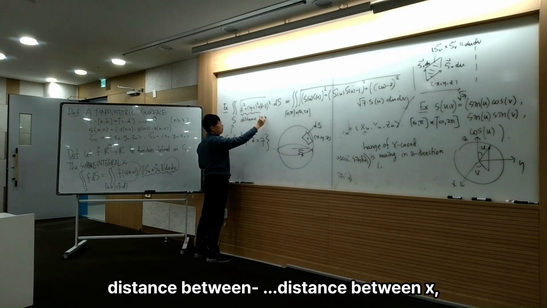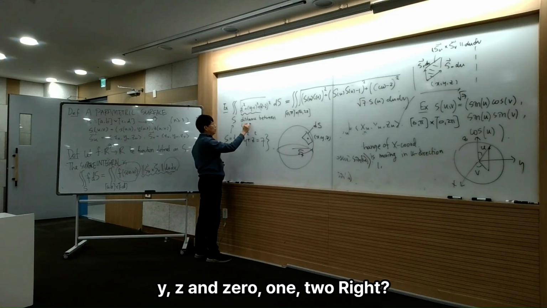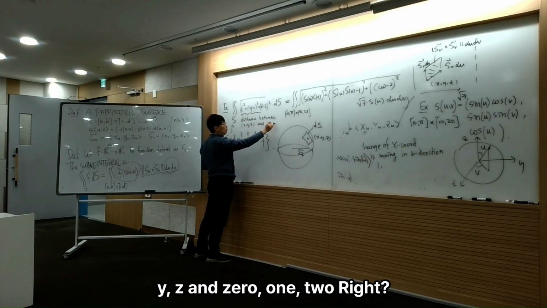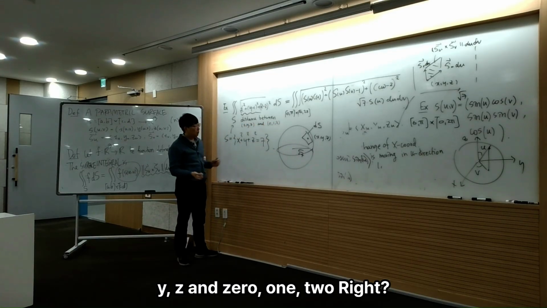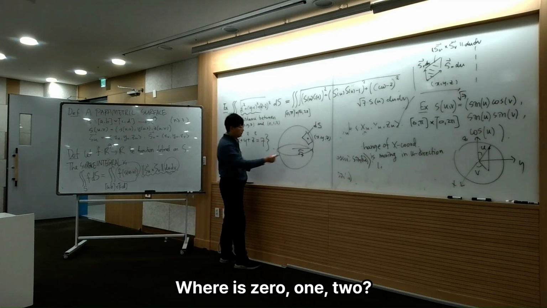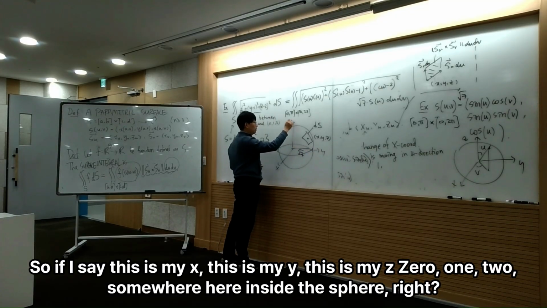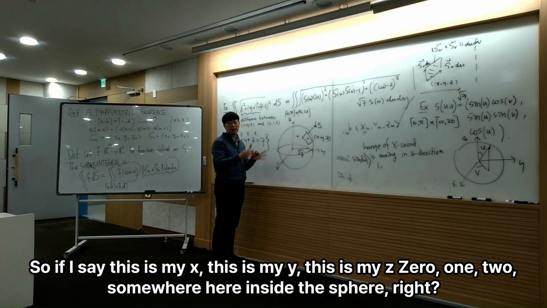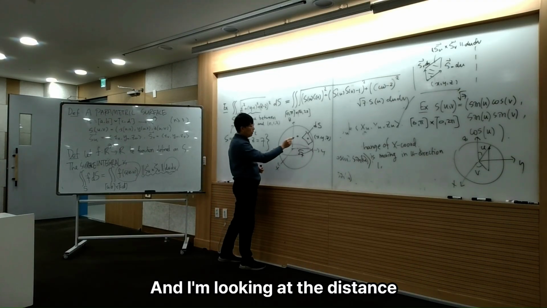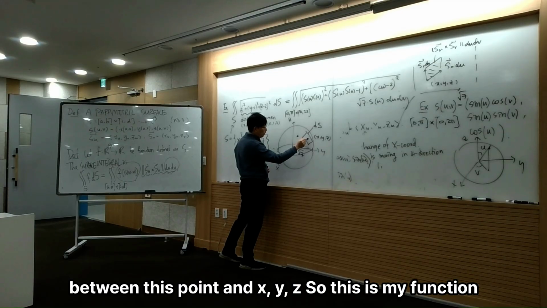Distance between x, y, z, and 0, 1, 2, right? Where is 0, 1, 2? So if I say this is my x, this is my y, this is my z, 0, 1, 2 is somewhere here, inside the sphere, right? And I'm looking at the distance between this point and x, y, z.